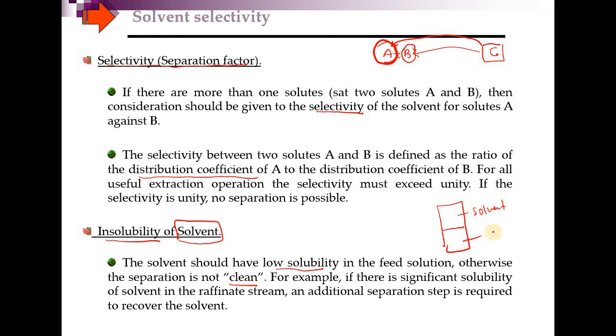and this is the feed, which contains A and B. The solvent must have a low solubility with the feed. If the solvent is soluble in the feed, the separation will not be successful, and we call it not clean, because the solvent can dissolve into the feed. The good thing is you should select a solvent with low solubility.